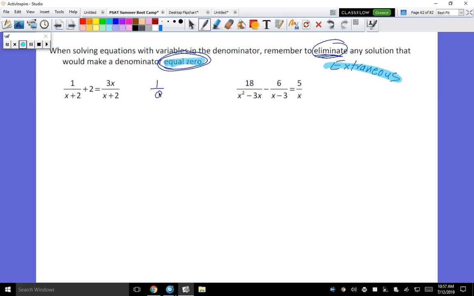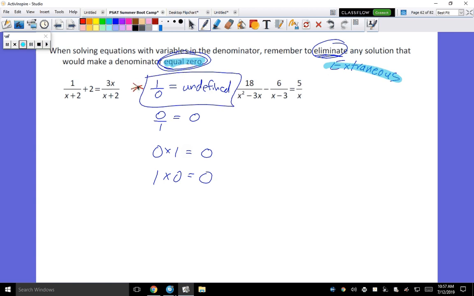Guys, what's this equal? It's undefined. What is this equal? What is this? That's multiplication. What does that equal? 0, right? What does that equal? 0. So please make sure that you've made note that you can't divide by 0. All right.